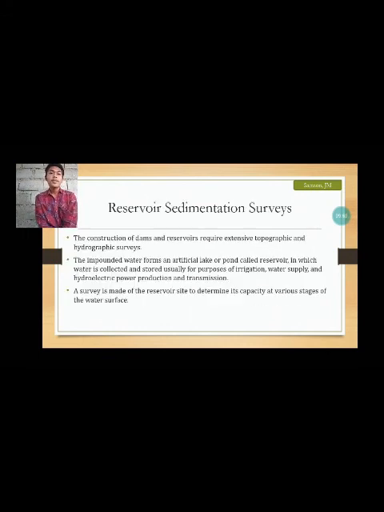So, reservoir sedimentation surveys. The construction of dams and reservoirs require extensive topographic and hydrographic surveys. The impounded water forms an artificial lake or pond called reservoir, in which water is collected and stored, usually for purposes of irrigation, water supply, and hydroelectric power production and transmission. So, a survey is made of the reservoir site to determine its capacity at various stages of the water surface.